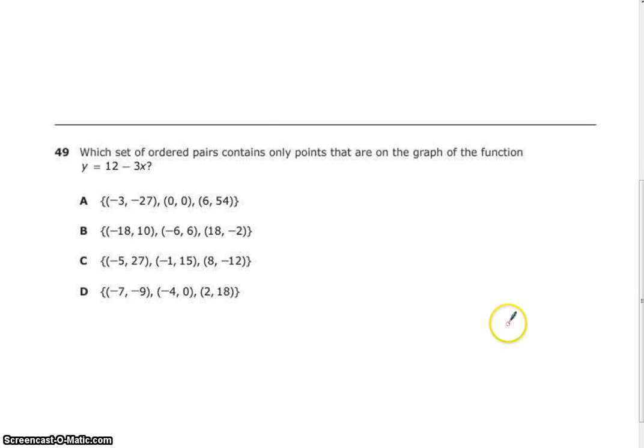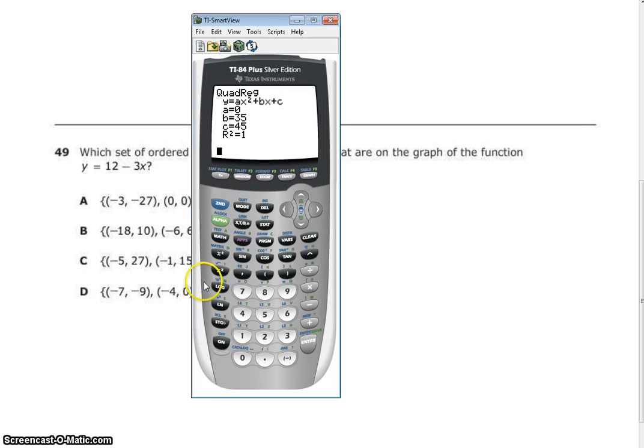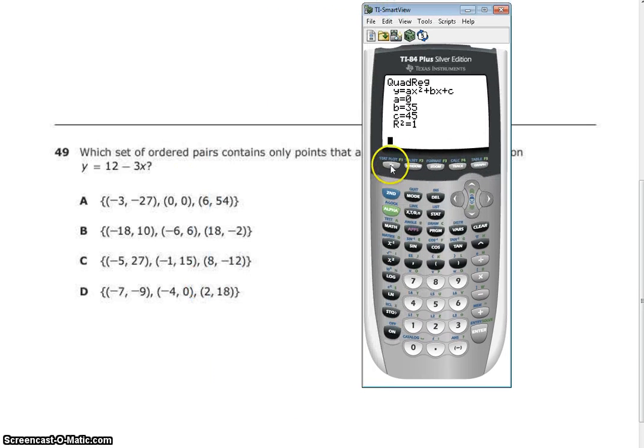49. Which set of ordered pairs contains only points that are on the graph of the function? So I would go to y equals and put my equation in: 12 minus 3x. I would go to my table and I would check the points. I need to fix my table and have it start at 0 again. I'd messed it up earlier.